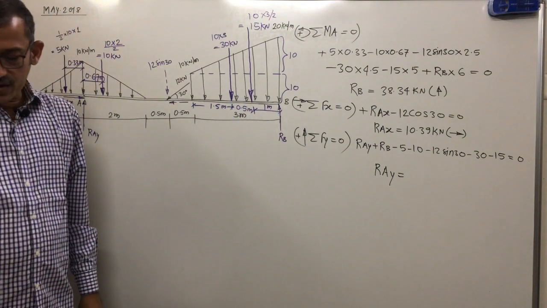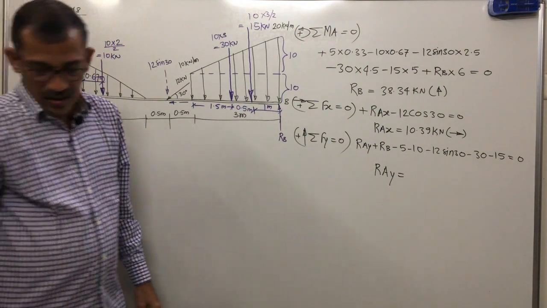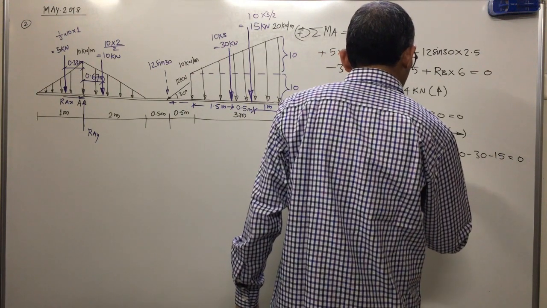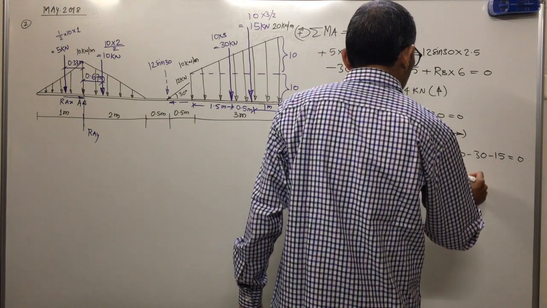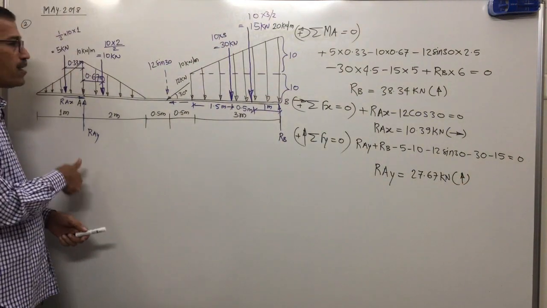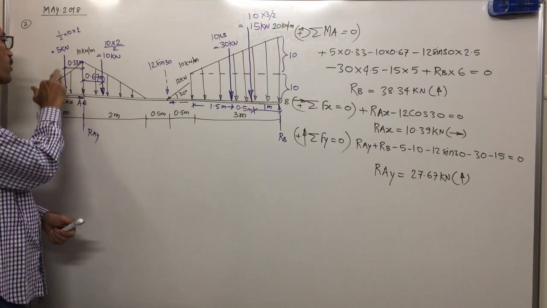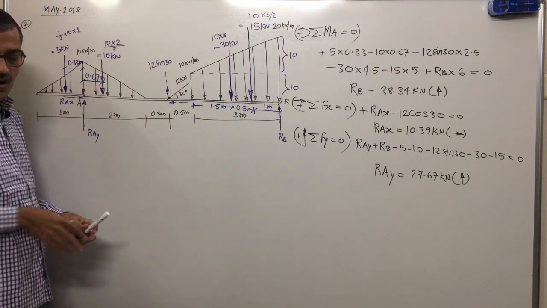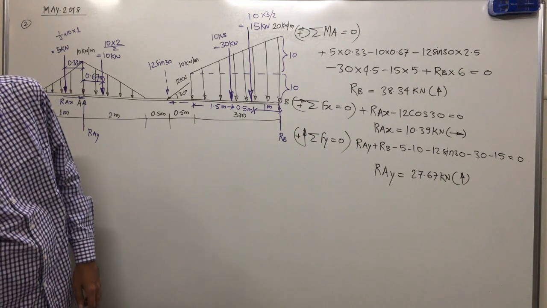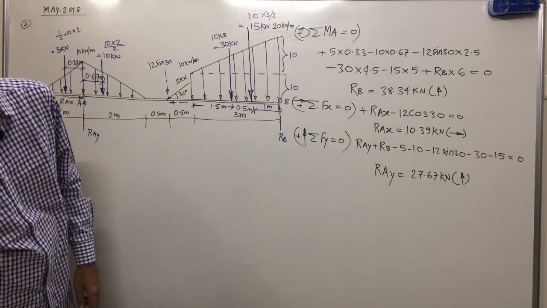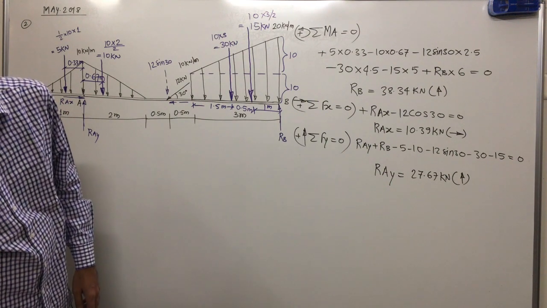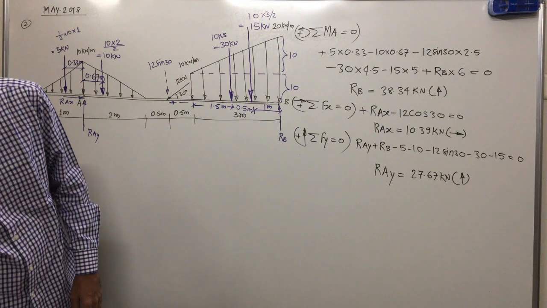RAY. Calculate RAY. RAY comes out to be 27.67 kilonewton. Answer positive means assumed direction is correct. What is the assumed direction of RAY? Upward. Clear? What is important? Conversion of all distributed loads into equivalent point loads is important. How to convert all distributed loads into equivalent point load?